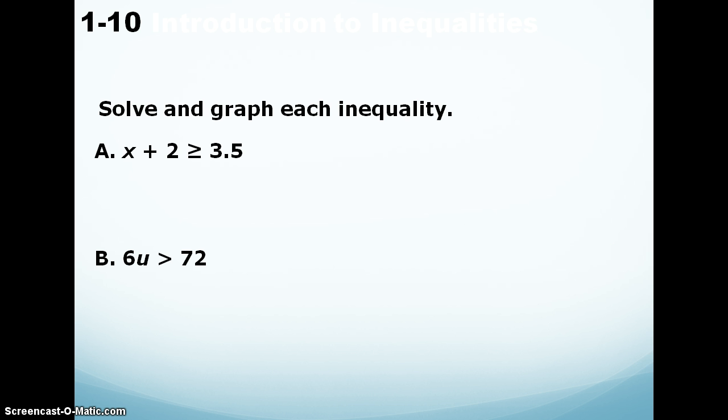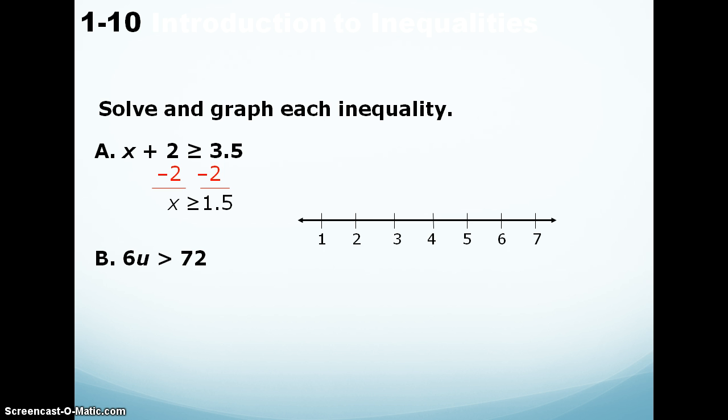Let's try another one. X plus 2 is greater than or equal to 3.5. Subtract 2 from both sides. X is greater than or equal to 1.5. Graph it on my number line. 1.5 would be between 1 and 2. And this time it's a closed circle because we have the equal to, and greater than would be to the right.